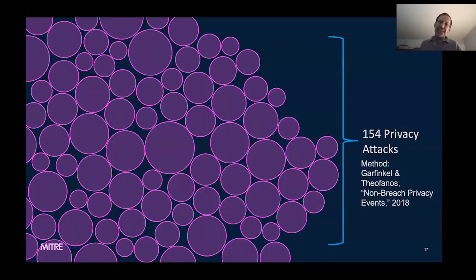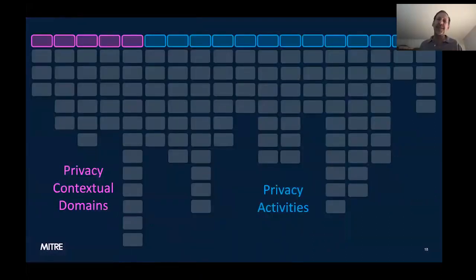And this is the overall structure of Panoptic. Panoptic is actually two taxonomies in one. So there's the actual threat taxonomy, which is over on the right here, and those are the privacy activities. But there's also the privacy contextual domains over here on the left.